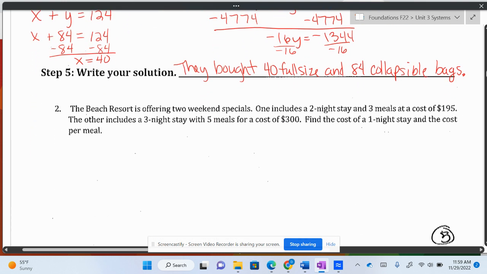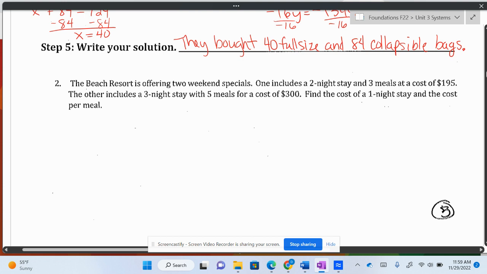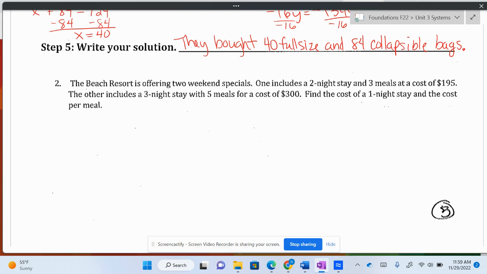Number 2. Who's reading for me? Go ahead, Kane. Find the cost of one minute.